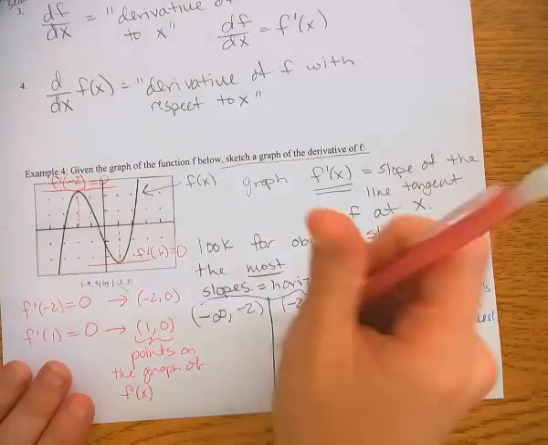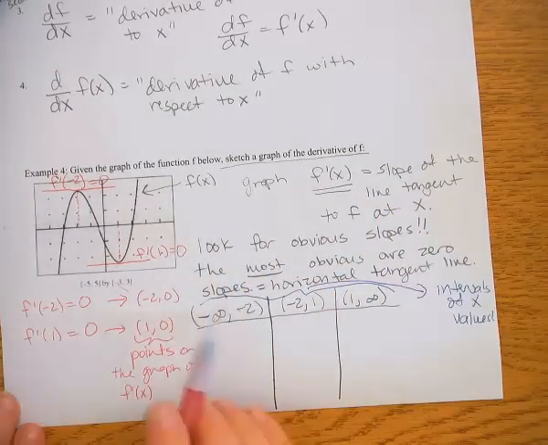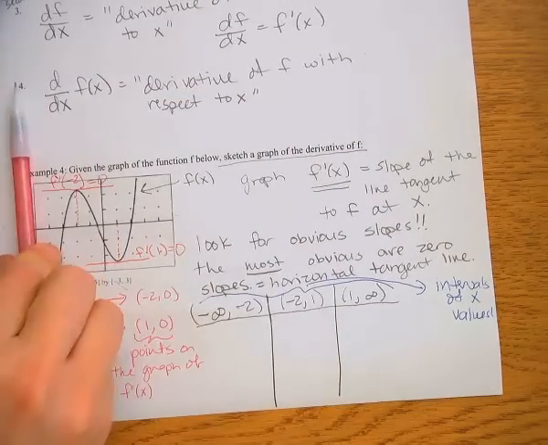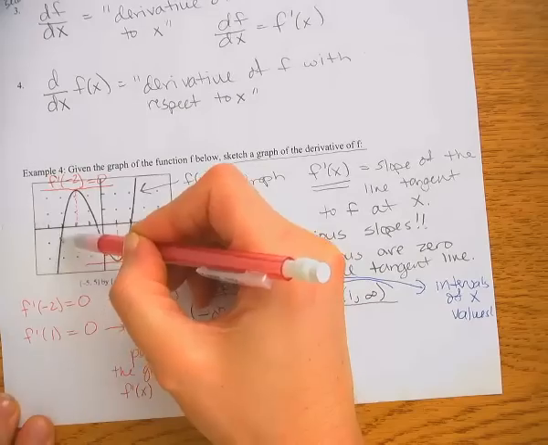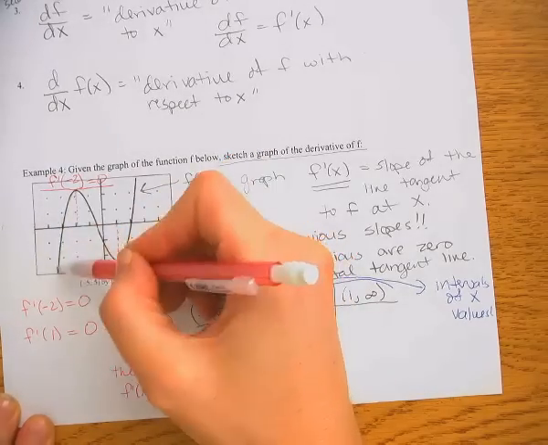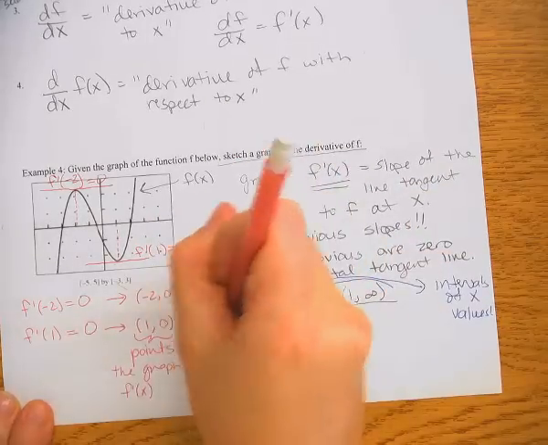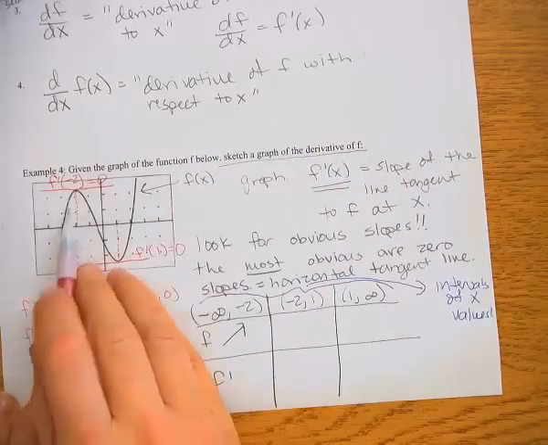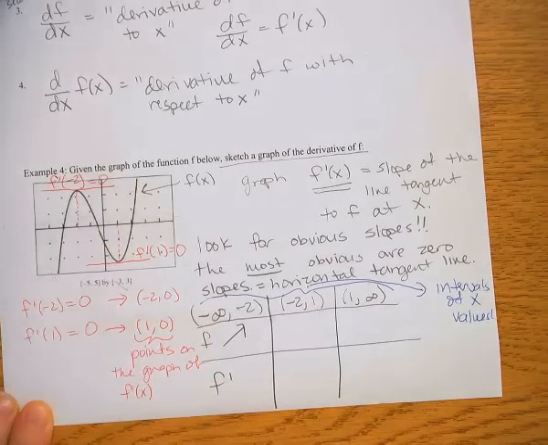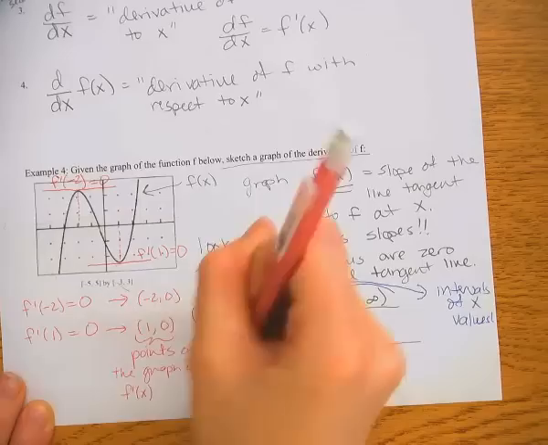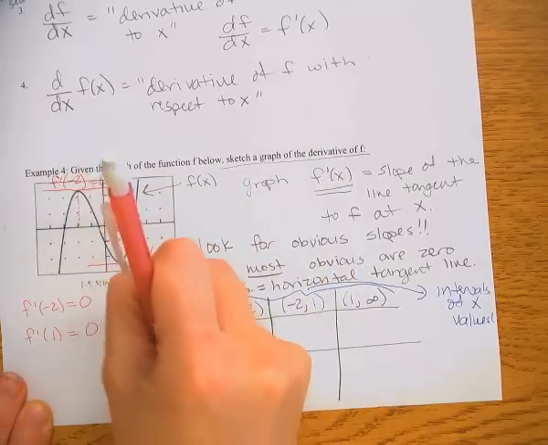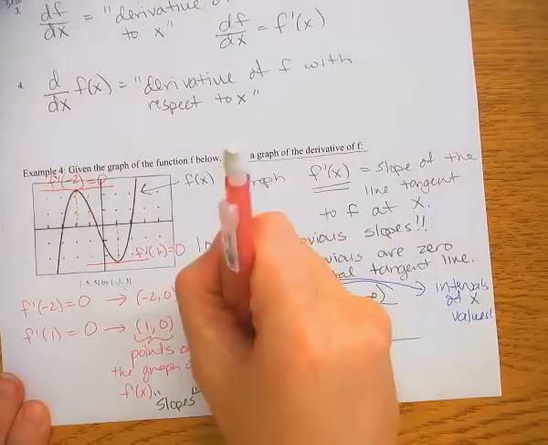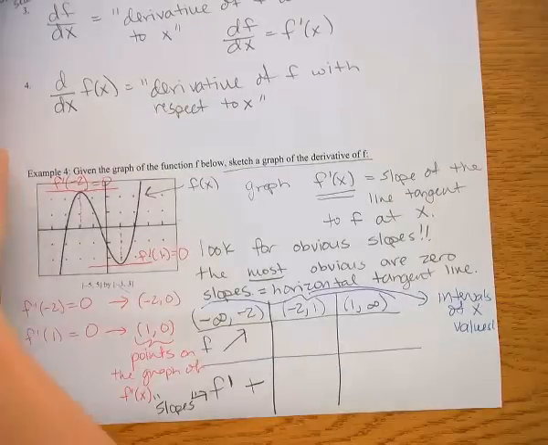So I notice that from negative infinity to negative 2, so basically from here and to the left, the function f is increasing. The function f is going up from negative infinity to negative 2. So what that means is that the slopes, that's this guy right here, the derivative is the slopes of all the tangent lines, those would have to all be positive slopes.